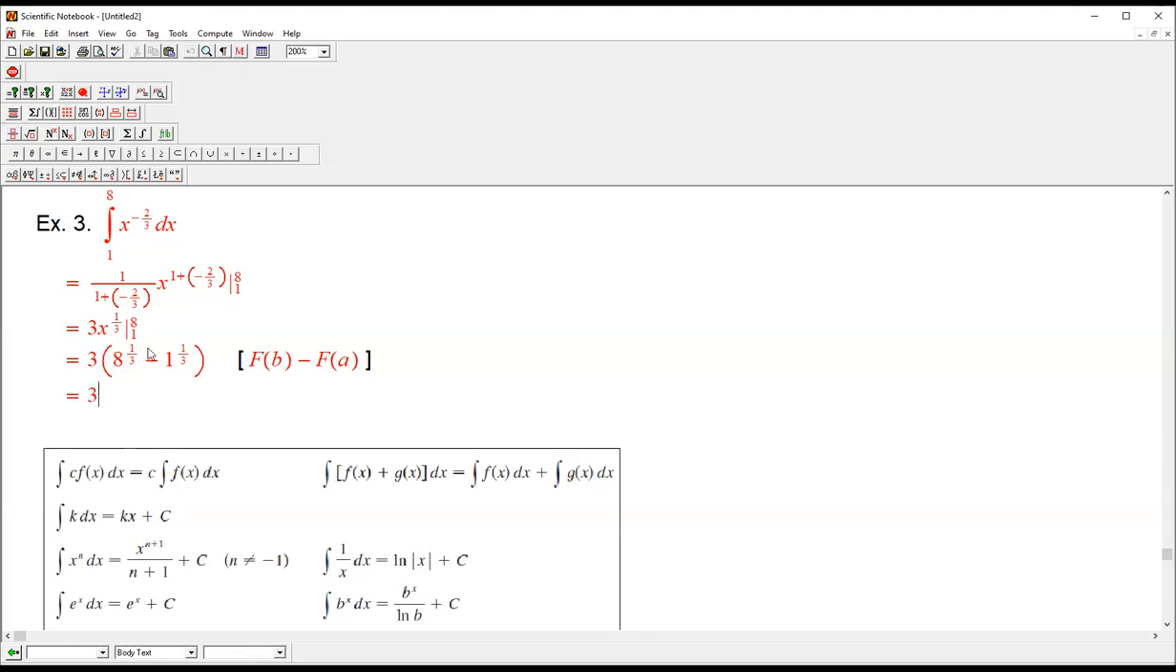Okay, so you have 3, and then in parentheses, 8 to the power 1/3, that's going to be 2. 2 minus 1, the final answer is 3. Okay, so make sure you learn this, how to use this notation.